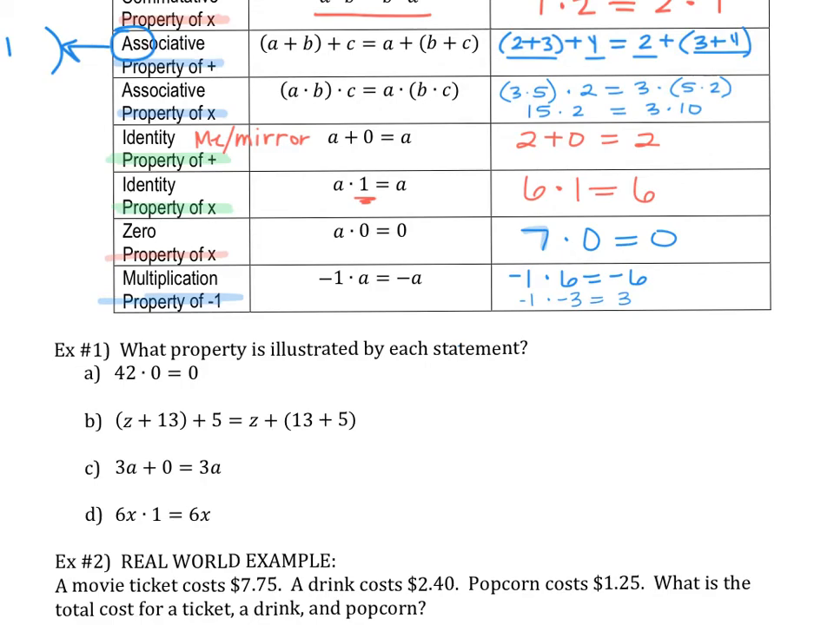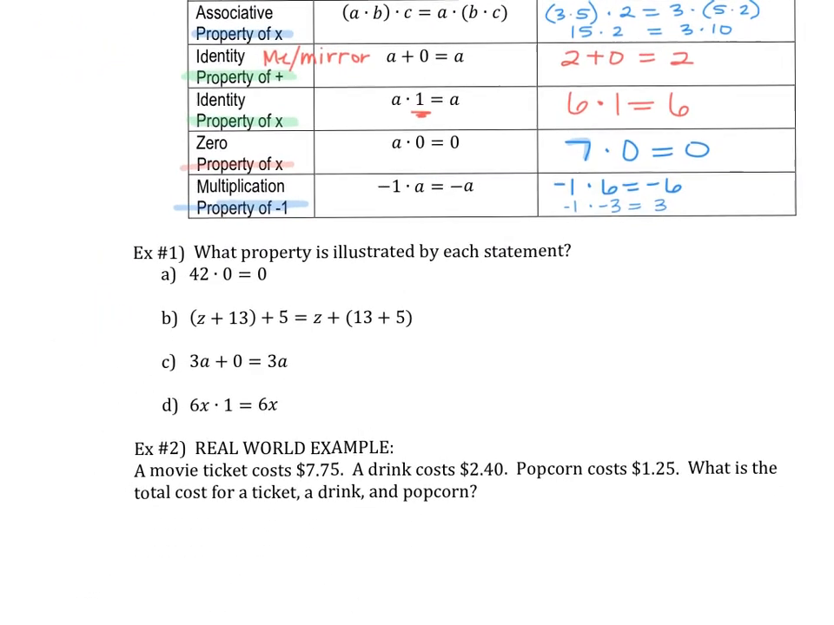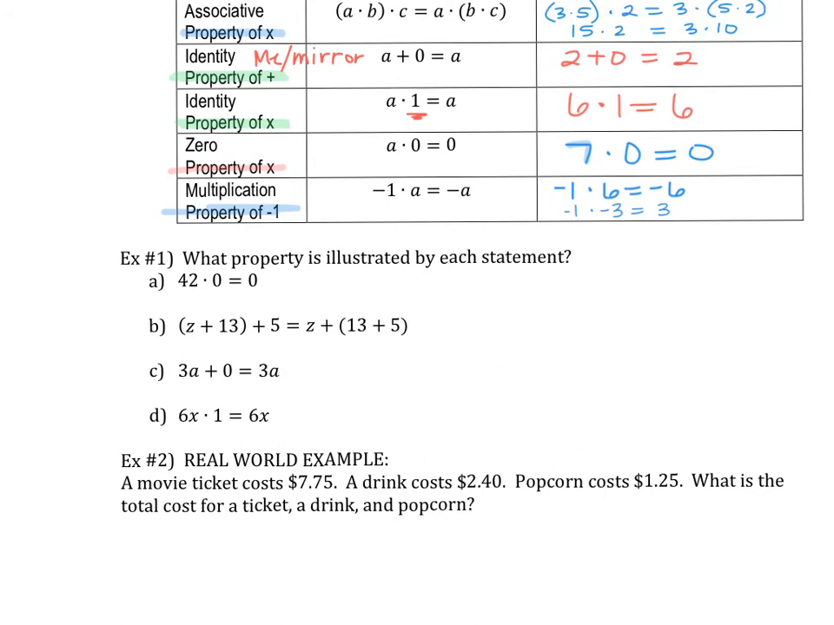All right, so the first one, example 1, it says, what property is illustrated by each statement? If you look at your chart, and you may look at the chart as we do this, that's totally fine. What is 42 times 0 equals 0? Which property is that? It is the 0 property. So remember, if you get 0, think that's my property, the 0 property. So it's the 0 property of multiplication. If I multiply by 0, I get 0.